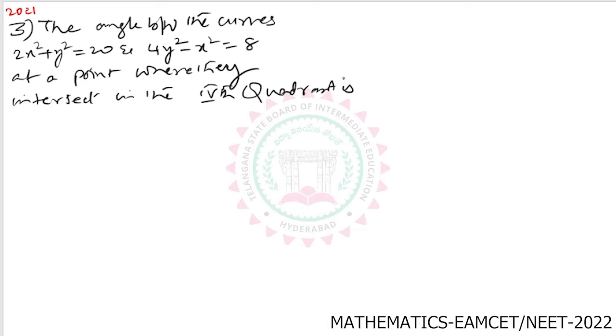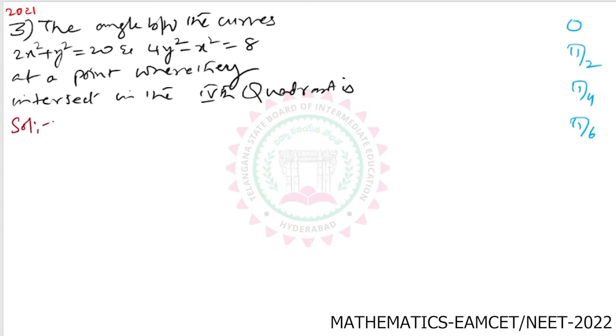the options are, the first option is 0, second option is pi by 2, third option is pi by 4 and the fourth option is pi by 6. Okay. Now come to the solution.